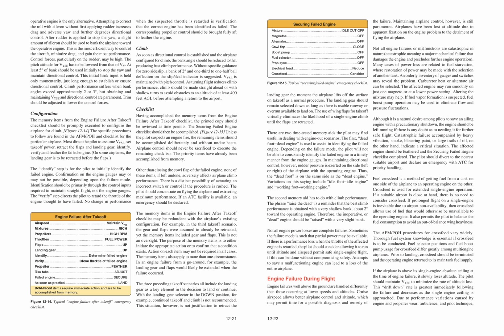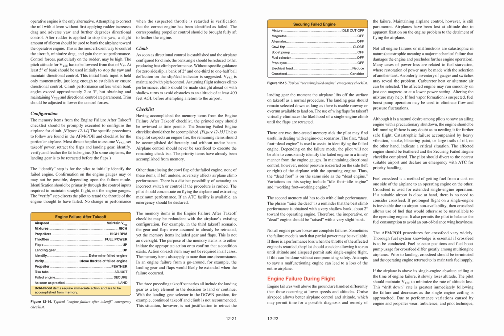Although it is a natural desire among pilots to save an ailing engine with a precautionary shutdown, the engine should be left running if there is any doubt as to needing it for further safe flight. Catastrophic failure accompanied by heavy vibration, smoke, blistering paint, or large trails of oil, on the other hand, indicates a critical situation. The affected engine should be feathered and the securing failed engine checklist completed. The pilot should divert to the nearest suitable airport and declare an emergency with ATC for priority handling.